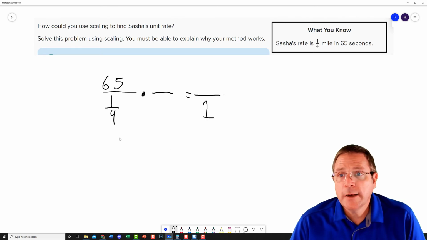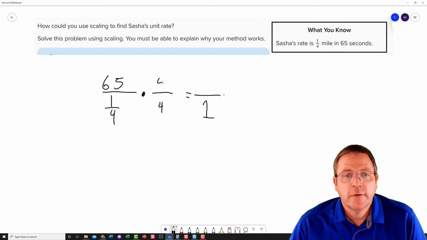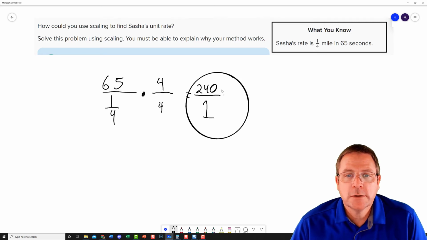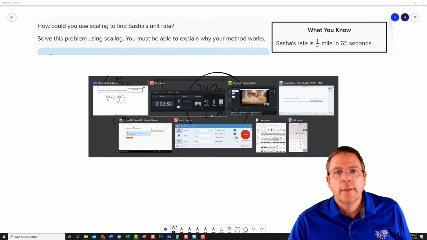And the answer to that is going to be 4. 1/4 times 4 is equal to 1 whole, and then you'd have the 65 times 4, which is going to be 240. So right there, of course, you need your unit rates. You're going to have seconds here, miles here, seconds here, and miles here. You've got to carry your units through it, and you would get the same answer of 240 seconds in 1 mile that we came up with.